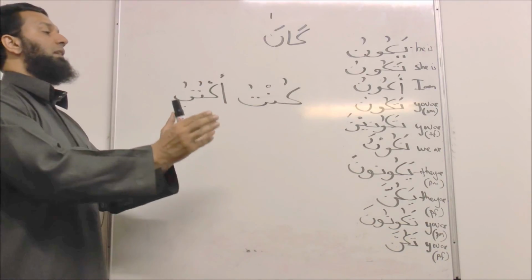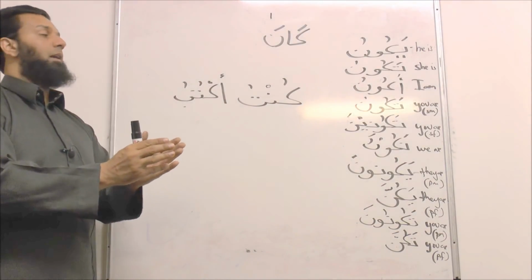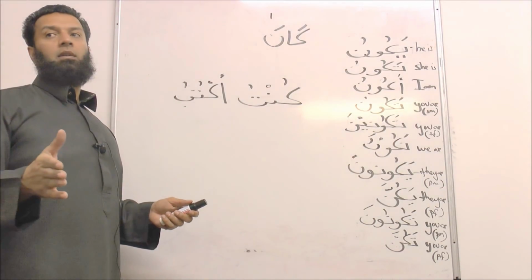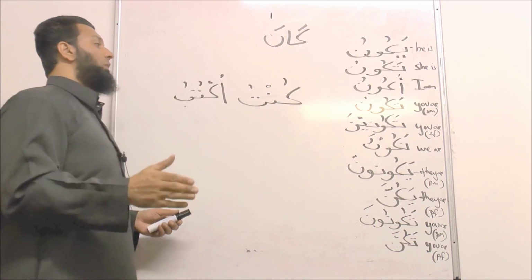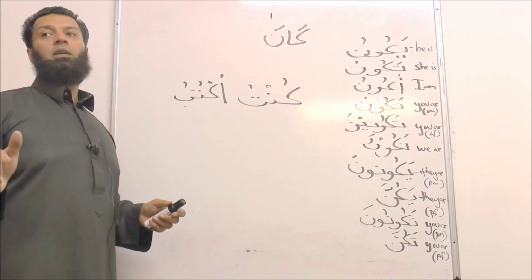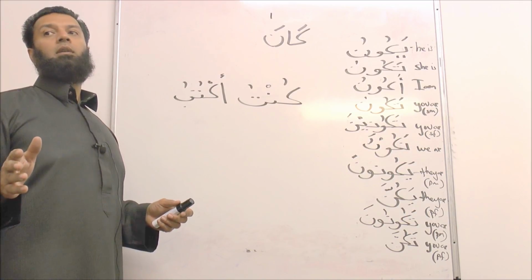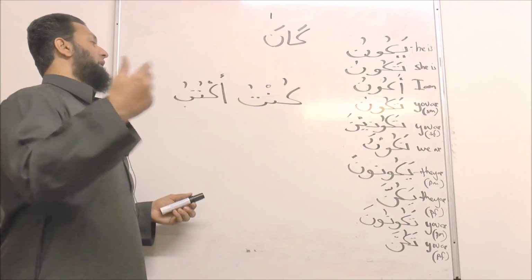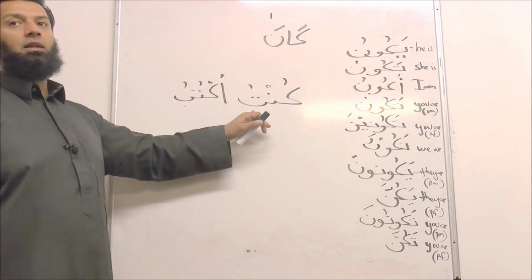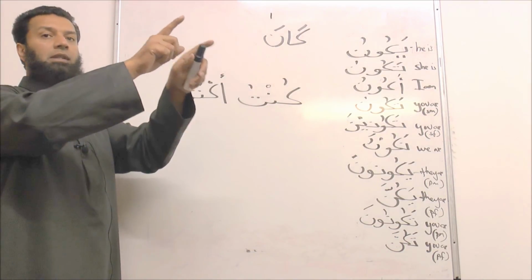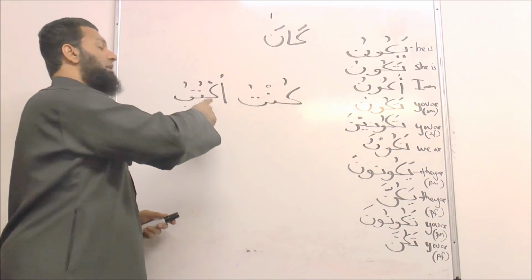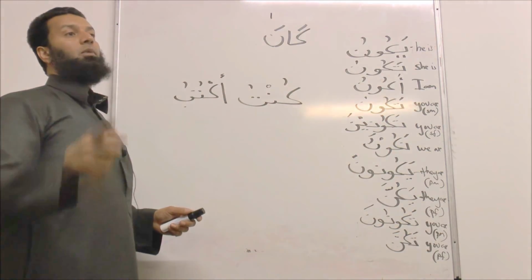If we talk to a single male, then how would we say it, Muhammad? Meaning, you used to write. Kunta taktubu. Right. Kunta taktubu. Okay? Because all we're doing is we're using the you single male of Kaana, which is kunta, and then the present tense of you are writing, taktubu, kunta taktubu.